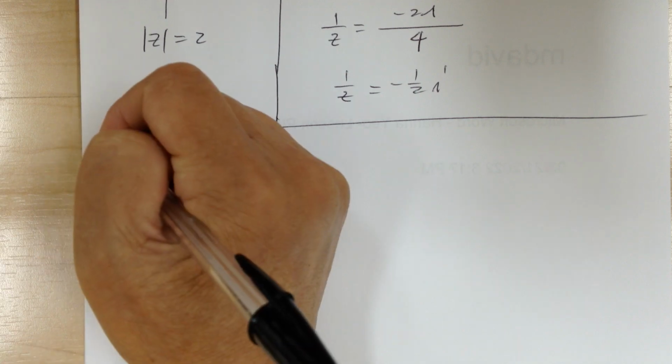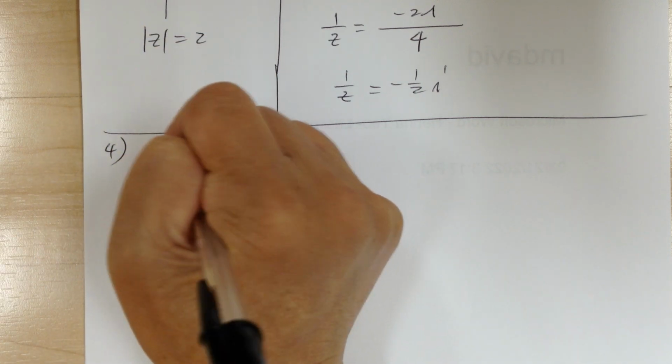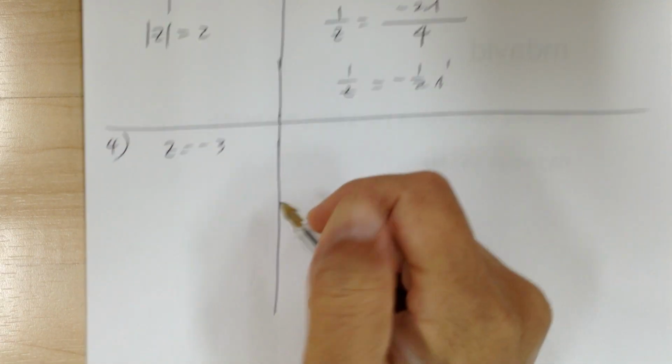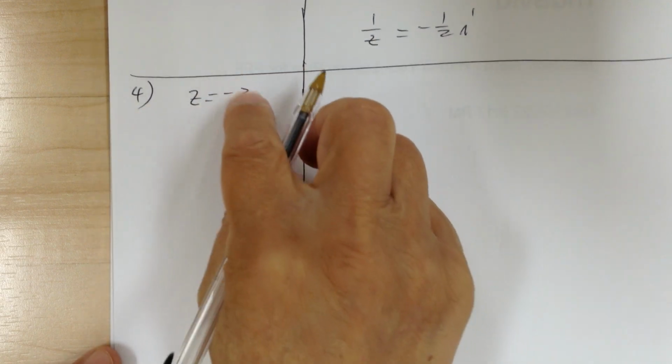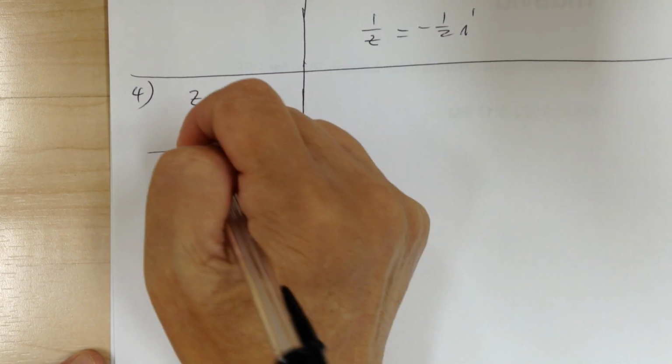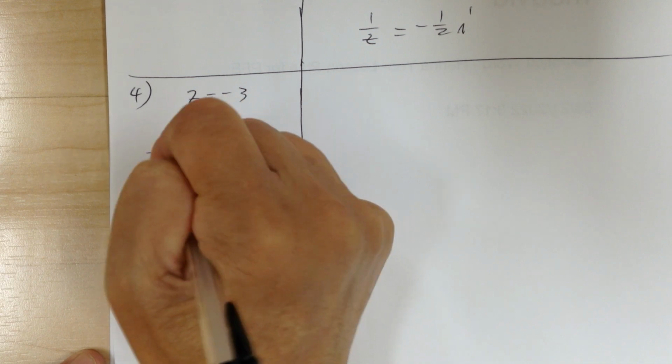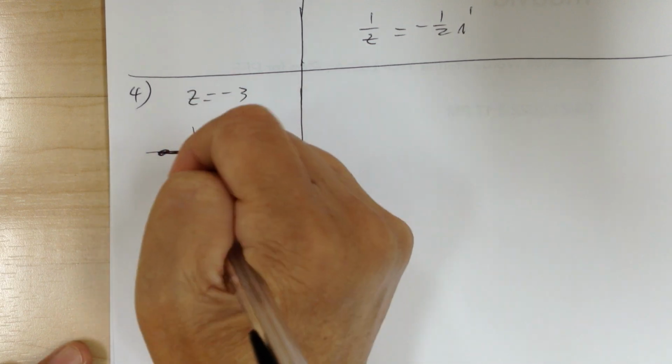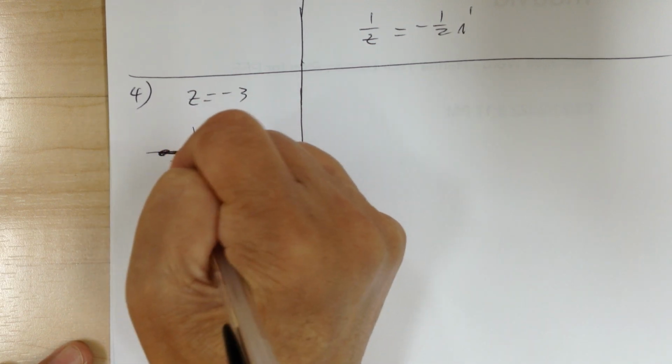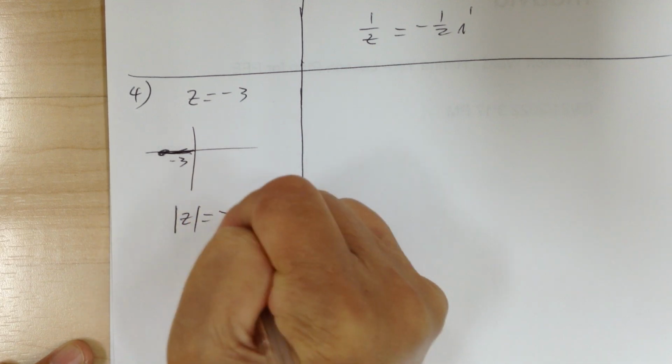Okay, number 4, you have z equal to -3. Again, the absolute value is obvious. When you take the absolute value, it's going to equal 3, right? I'm going to just sketch it out so you can visualize. So you can see -3 is over here. So the absolute value will equal 3.